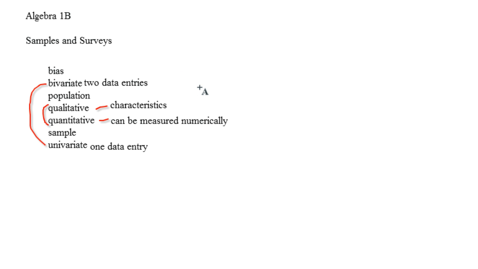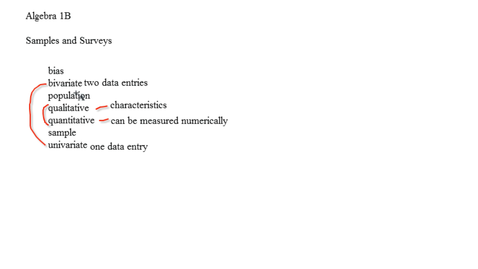For example, univariate: how fast did you go in track today? That would be univariate. You're just getting speeds and working with it that way. Bivariate would be: how fast did you go in track today, and also, what was the temperature outside at the exact time you were going that fast? That would be a two data entry type thing, so that would be bivariate. You're looking for a relationship between the two.